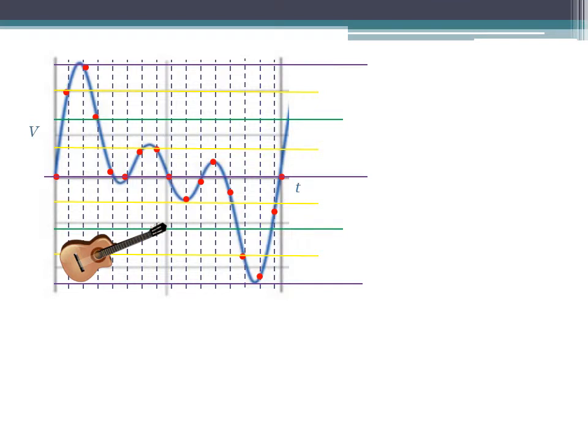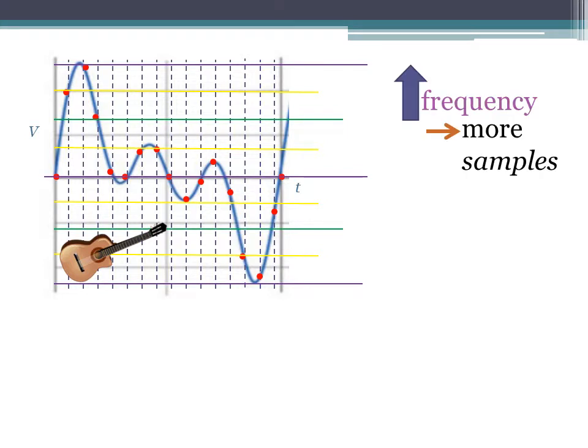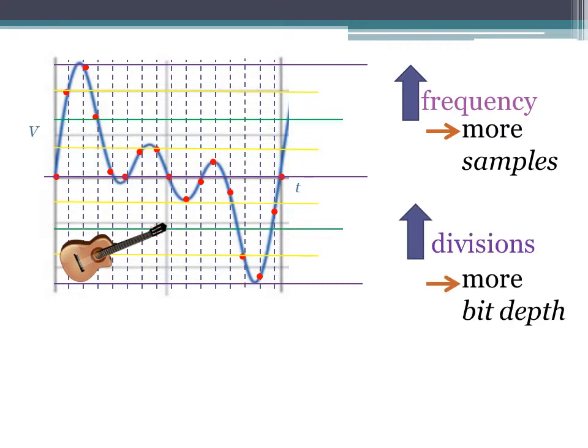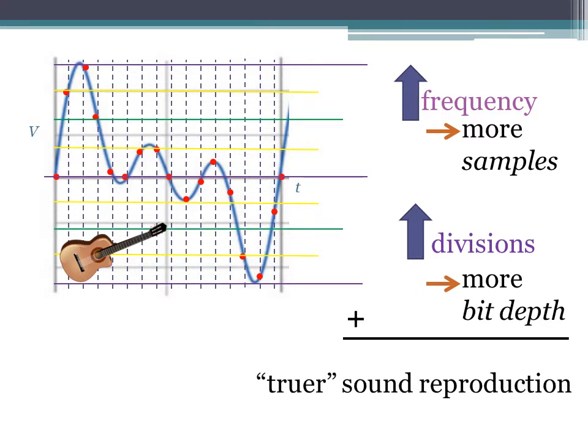So let's take a close look at this. If you're looking at this process here, and you're taking samples along here, the more samples you take, the more information you have. So the higher the frequency, the more samples, and kind of the smaller the intervals on the grid this way. And going this way, the more divisions that you have, the more you keep dividing this by half, by half, by half, means the closer you can pinpoint exactly where these values are. So the more divisions you have, the more bit depth you have. Put these together, and that gives you truer sound reproduction.